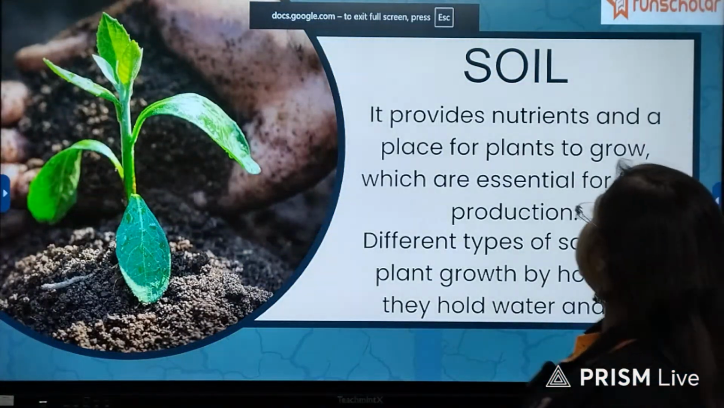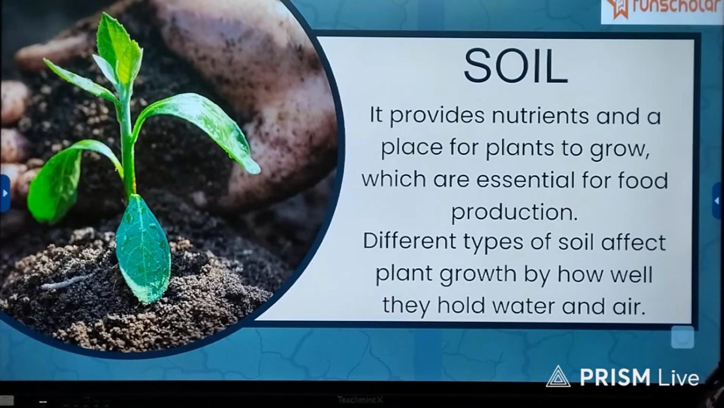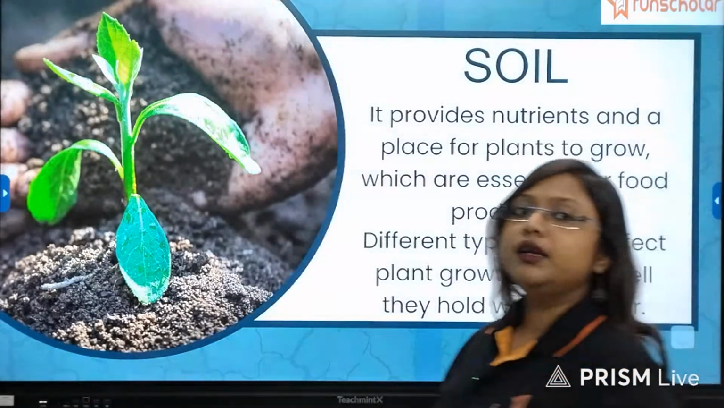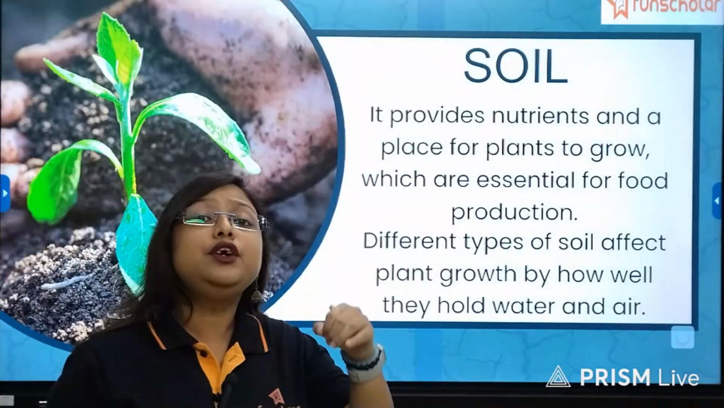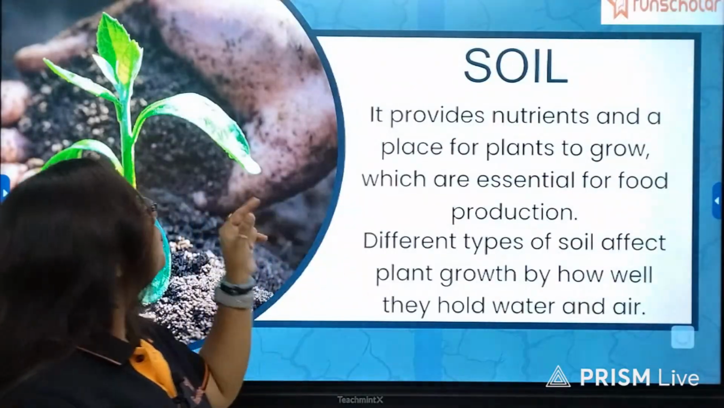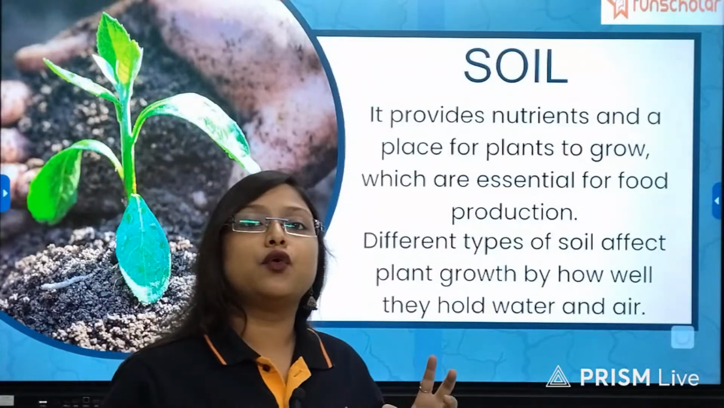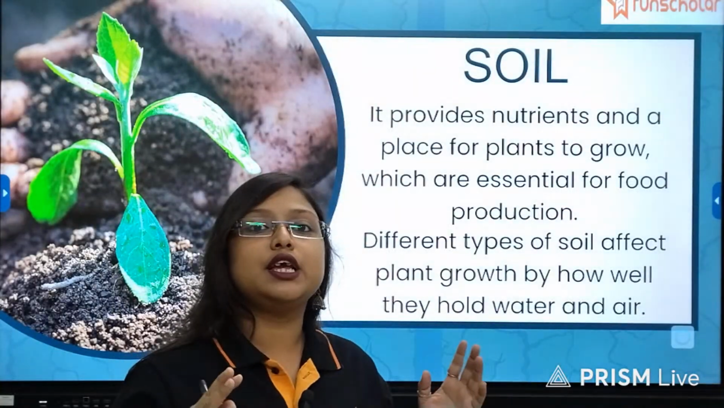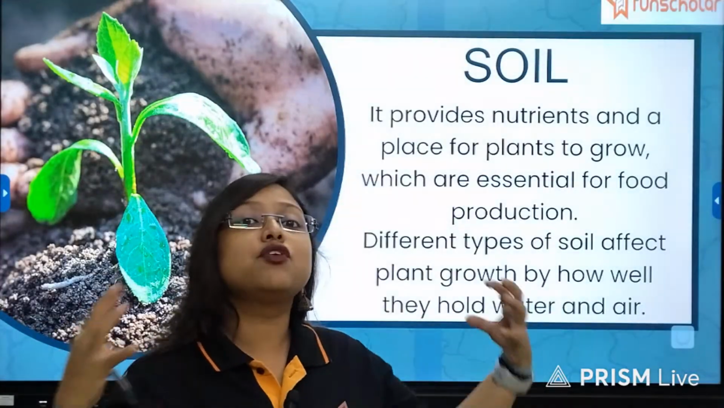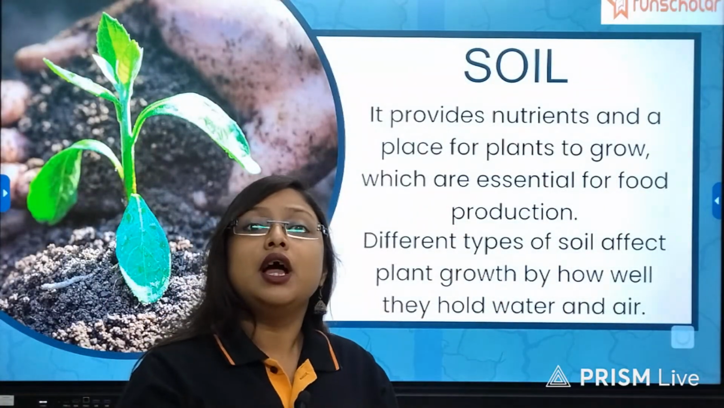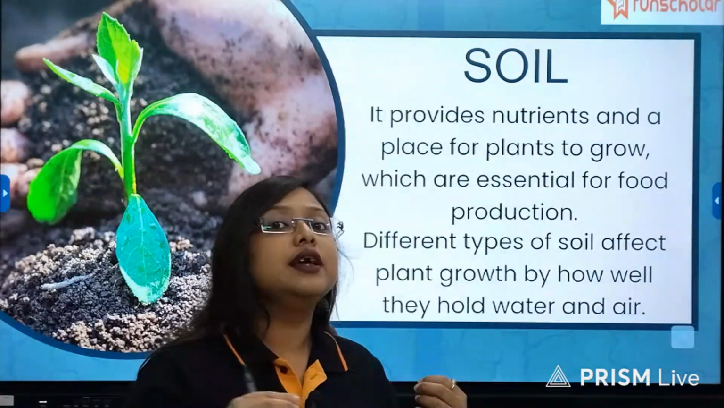Soil provides nutrients and a place for plants to grow, which are essential for food production. Like we already know, the root of the plant is situated in the soil. So it provides nutrients and a place for the plant to grow. Like, as they are growing, they can't stand still if there is nothing attached to their root, something holding that root, right? And that thing which is actually holding it is the soil.